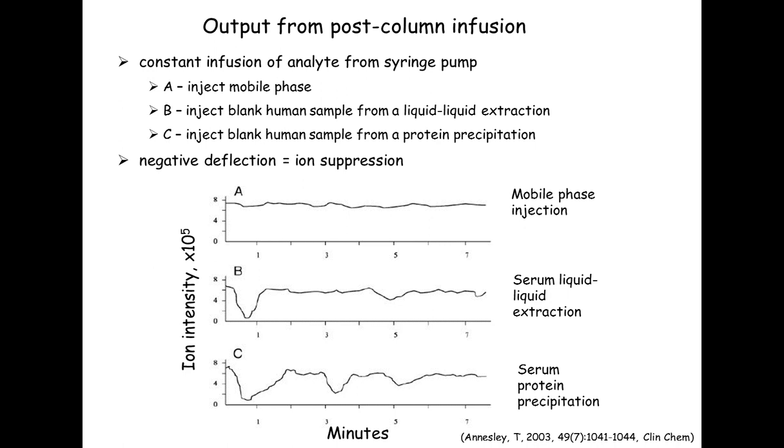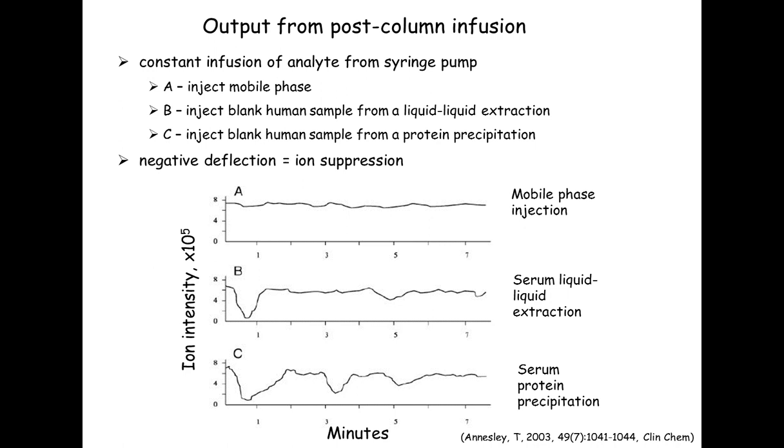This is an example of what you would expect to see. Again, you have constant infusion of your analyte from the syringe pump. In these three examples, example A is your mobile phase injection. As you can imagine, if you have constant infusion of your analyte from the syringe pump and there's no matrix effects, then you would have basically a flat signal of your analyte.